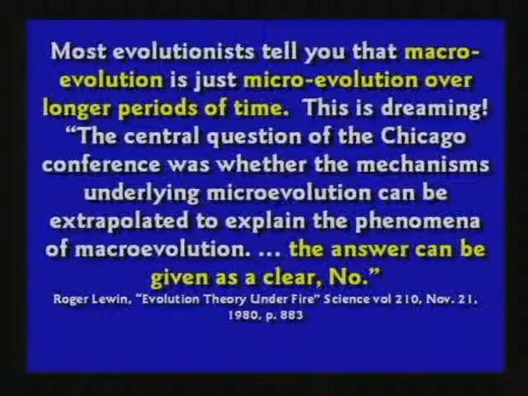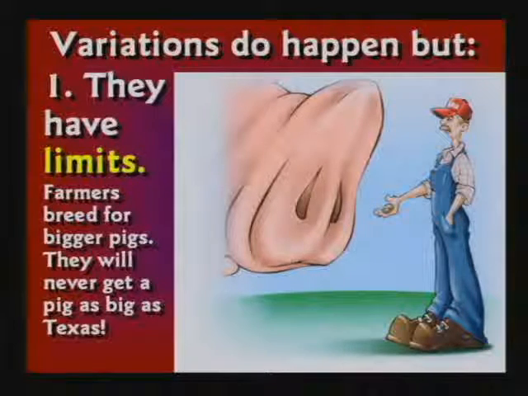No. The central question of the Chicago conference was whether the mechanisms underlying microevolution can be extrapolated to explain the phenomenon of macroevolution. The answer can be given as a clear no. It's not going to happen, okay? Variations certainly happen, but they're limited. Farmers have been trying to get bigger pigs for a long time, but they'll never get a pig as big as Texas. There's a limit in there someplace, okay?